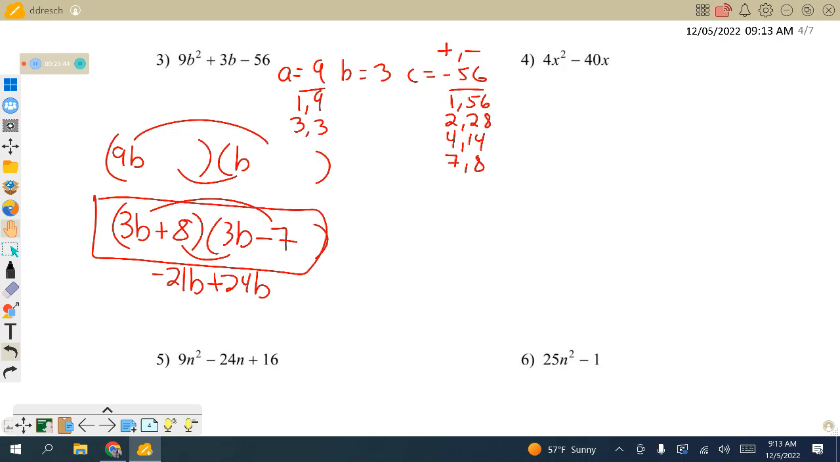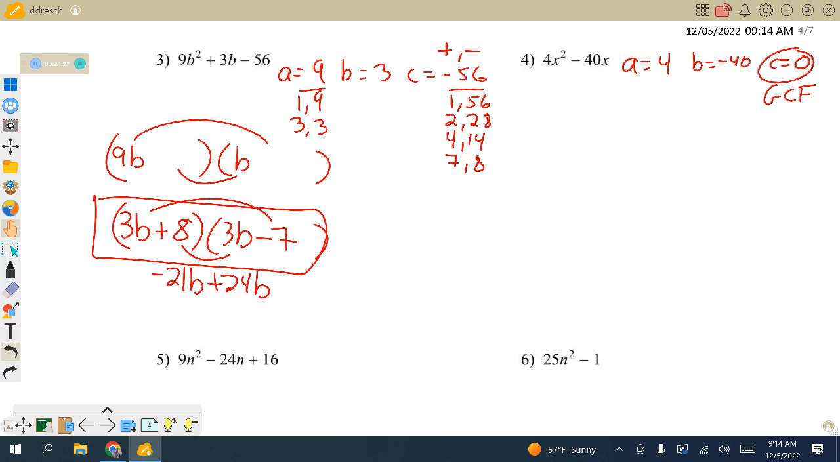Let's move on to number 4. Go through those steps. Is it in standard? Is there a GCF? There definitely is a GCF, because this particular one we have to do by a GCF. A is 4, B is negative 40, and C is 0. So that GCF absolutely should appear, and you're going to forget everything we've been doing on these first 3 problems and just do the GCF and call it a day.